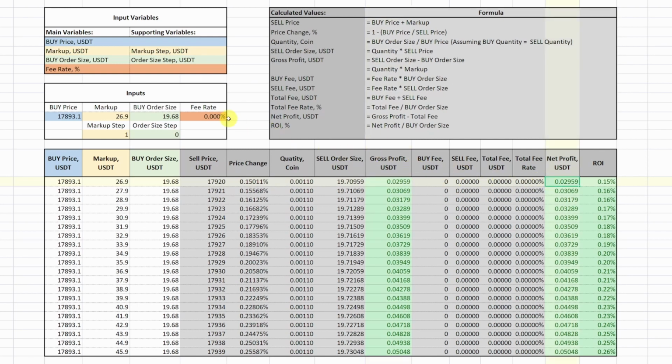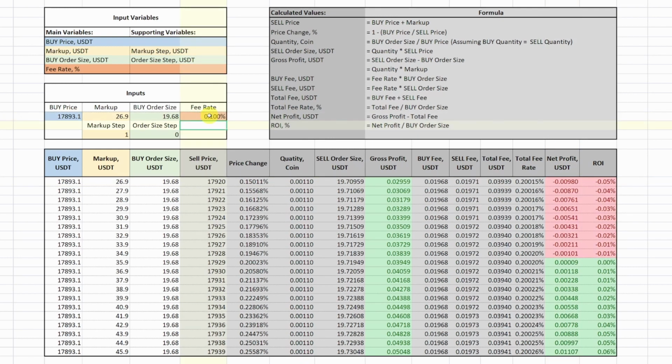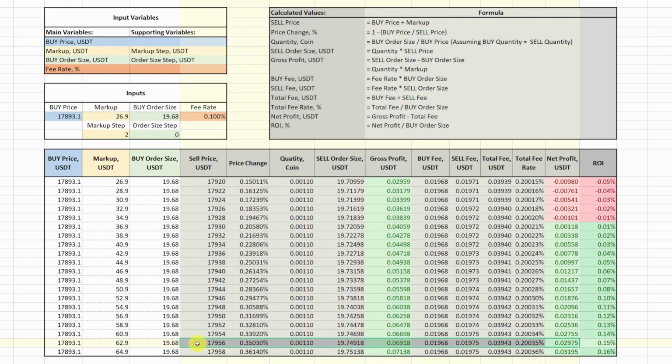Now check this out. The fee rate is now 0.1%. A totally different story emerges. I keep losing money on fees up until the price gets to 17,929. Let's dig a bit deeper. To earn those same 3 cents in profit with fees, I would have had to sell at 17,956. Now that is a big difference.